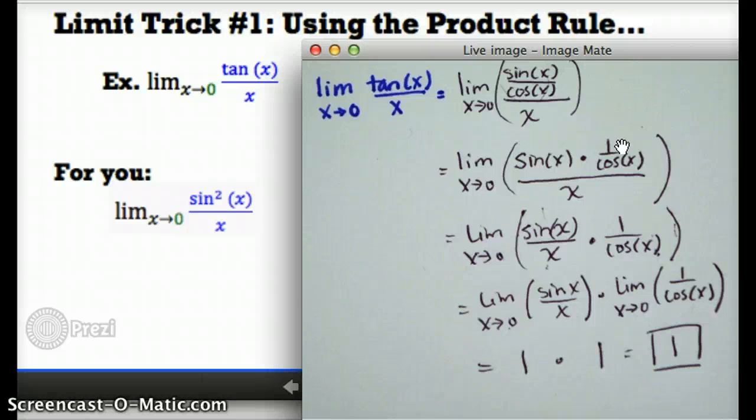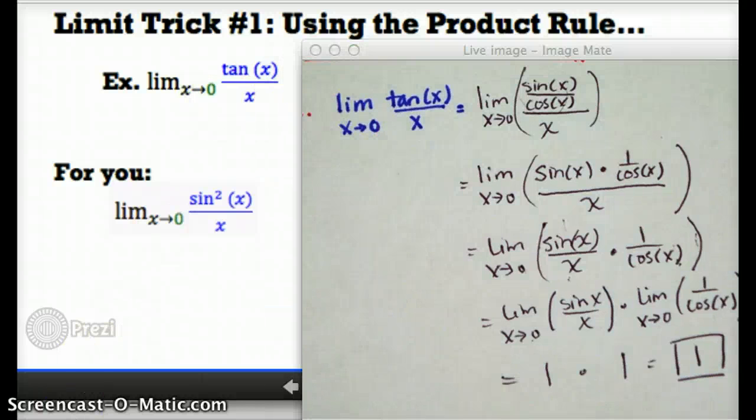Following my work, see if you can think about a way to do the second one, the one that says "your turn." Great, let's see how you did.